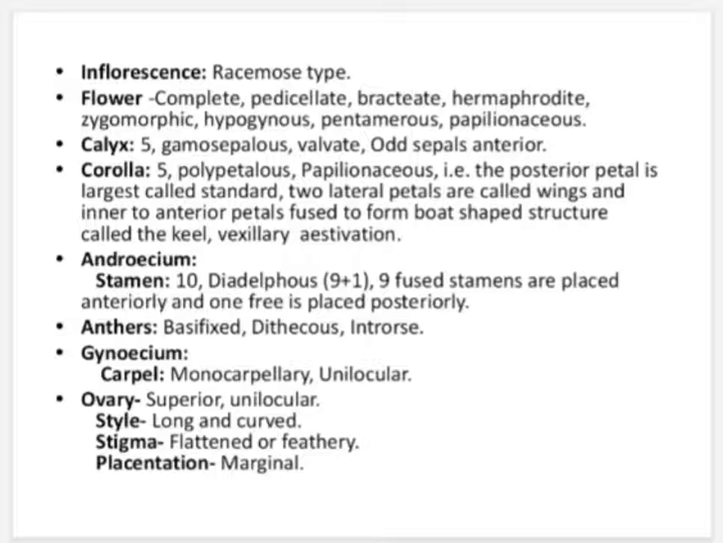Now androecium, 10 stamens are present. There is diadelphous condition, means 2 groups of stamens, di means 2, and there is 9 plus 1 arrangement of stamens. 9 fused stamens are placed anteriorly and 1 free stamen is placed posteriorly. Anthers are basifixed, means attached to the base. Dithecous and introrse.